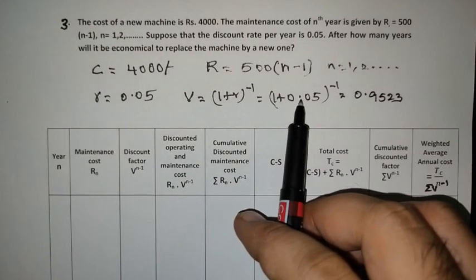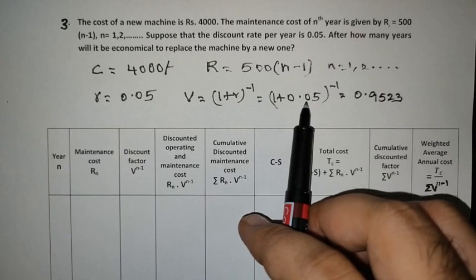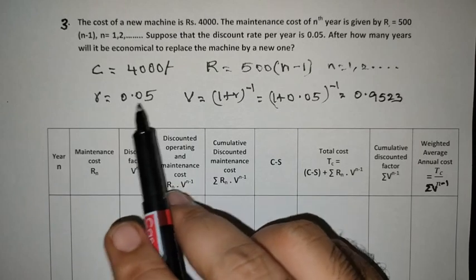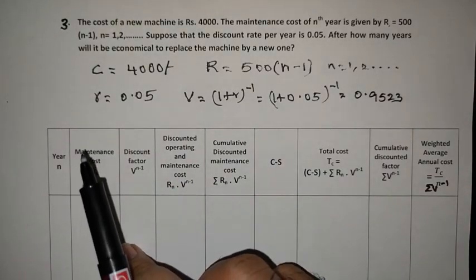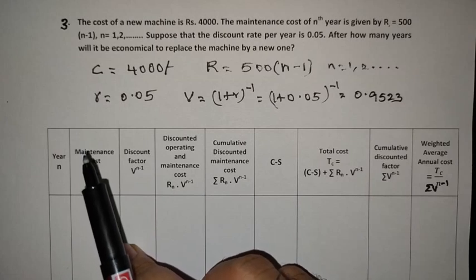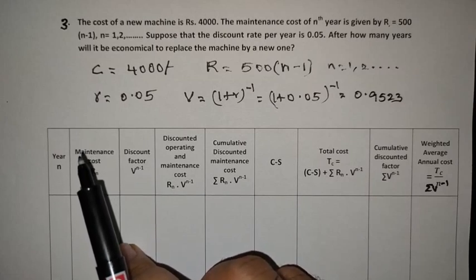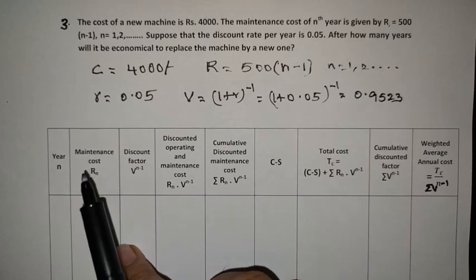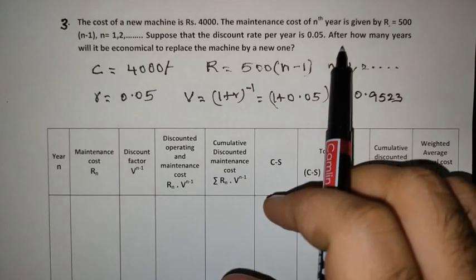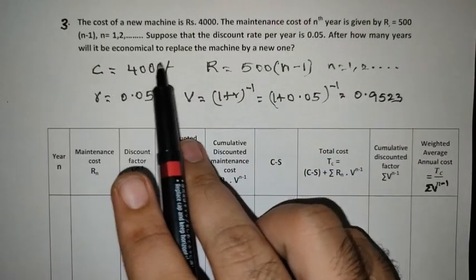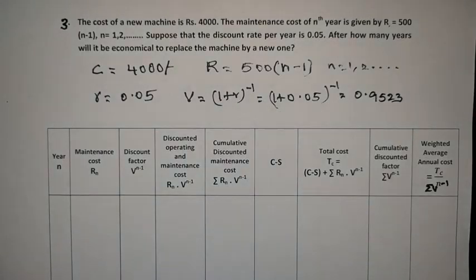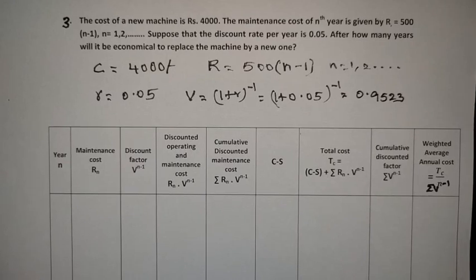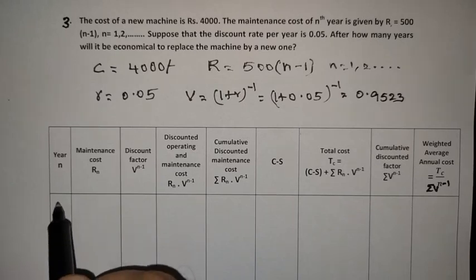Please remember one thing. If you get a number immediately after the decimal, then it is a discount rate. But if you get it as 5%, 10%, it is an interest rate. Sometimes they will call it a discount rate as well. We need to differentiate like that. So this is the data given to us. He is asking after how many years it will be economical to replace the machine by a new one. That means he is asking for the best age of replacement of the present machine.